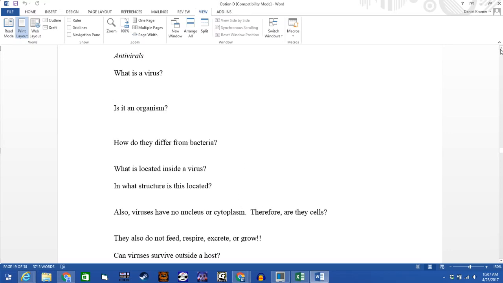And here we are. So antivirals, a lot of fat stuff here, so we're just going to run through it pretty quickly. What is a virus? It is a small, infective particle. But very specifically, is it an organism? This has, of course, been a subject of large controversy. The general consensus is that no, it is not an organism.